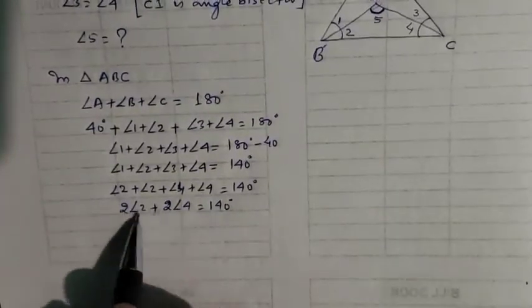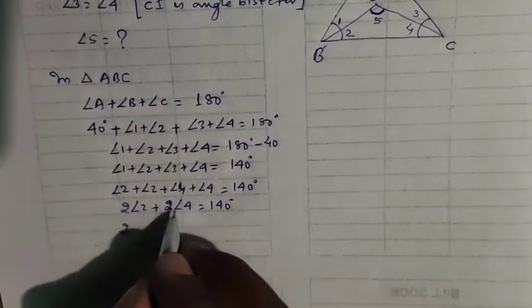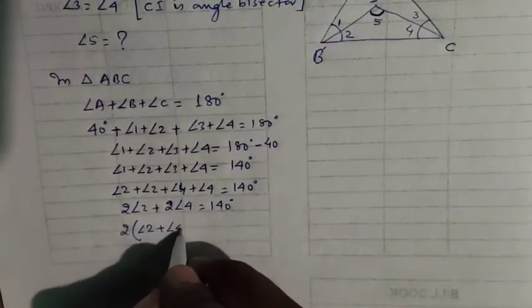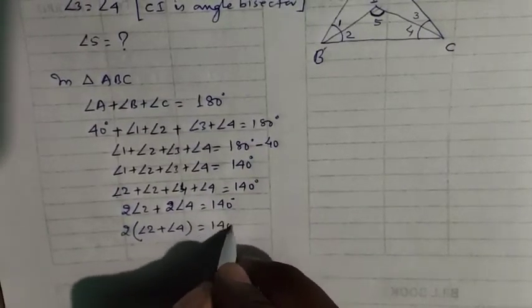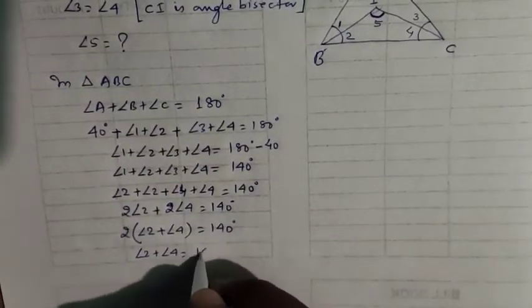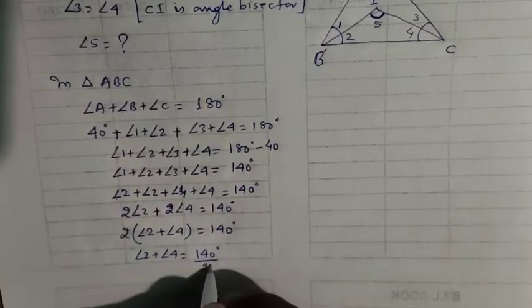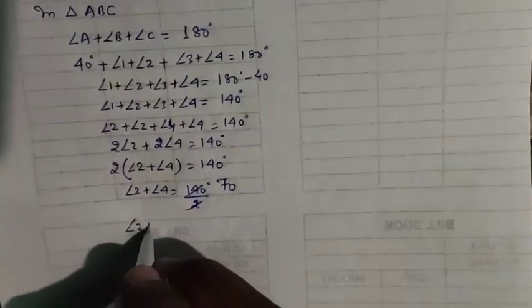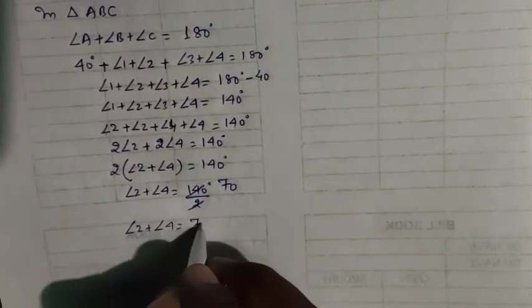Here in both the case, 2 and 4, 2 is common. 2 is available with both the things. We will take 2 as common. Now we can write 2 times angle 2 plus angle 4 is equal to 140 degree. Angle 2 plus angle 4 is equal to 140 degree by 2. The value of angle 2 plus angle 4 is equal to 70 degree.